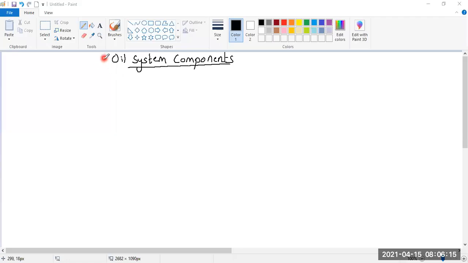So today's topic is oil system and complete layout, and we are going to study all the different types of components. We are not going to study them in detail. We are just going to understand the concept because you have already done the components in the hydraulic system and fuel system also. So the most important component of any oil system should be the oil tank.